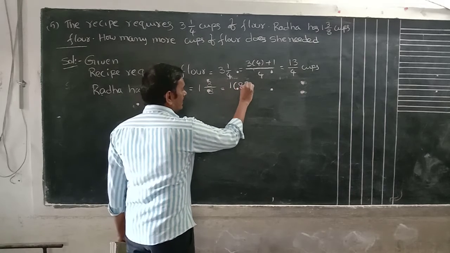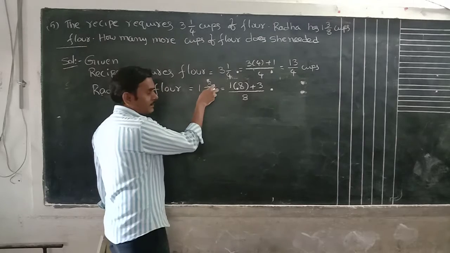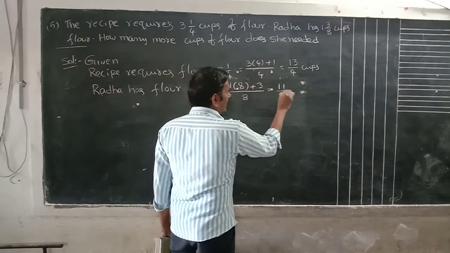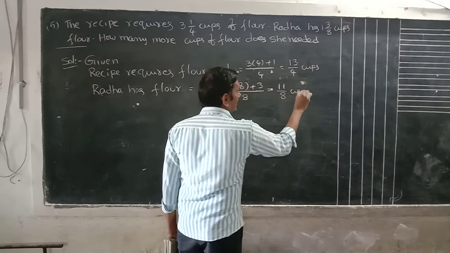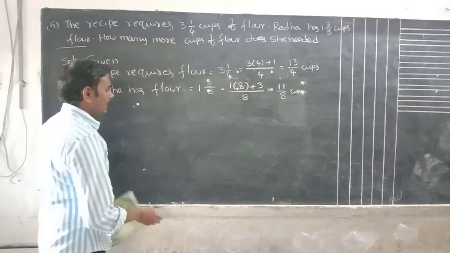Similarly, this one is also converted into improper: 1 into 8 plus 3, over 8. 1 eight is 8, plus 3 means how much? 11. 11/8 cups. Already we know the conversion, that's why I wrote the answer directly.